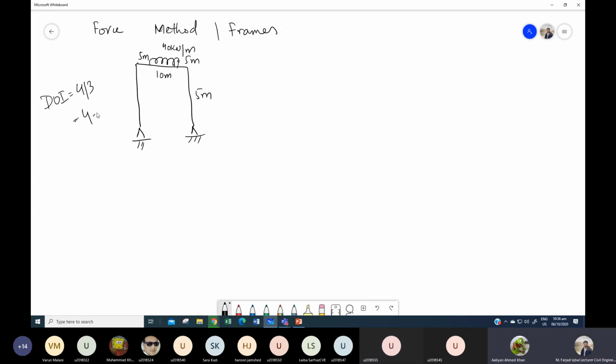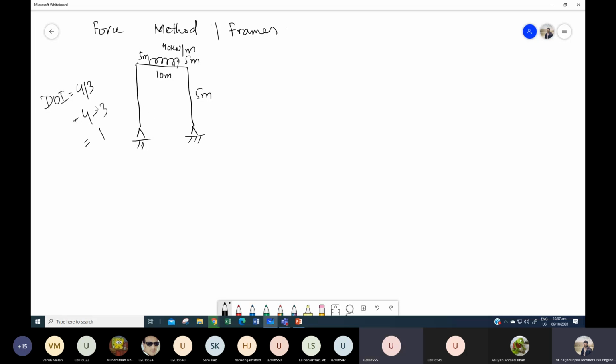4 unknowns. How many equations do we have? 2, sir. 2 equations or 3 equations? In the case of beams, usually we have 2 equations because there is no third one. But in the case of frames and trusses, you should always consider 3 equations. Yes, sorry, for moments. Okay sir. So the degree of indeterminacy is 1.